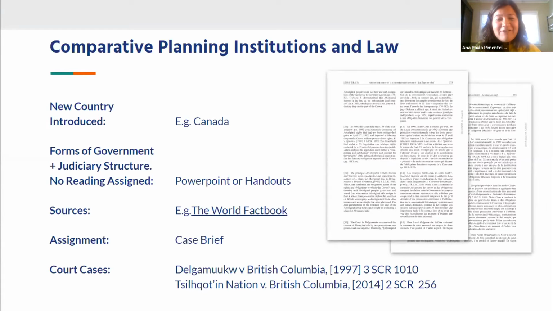If a person that is teaching US planning only would like to incorporate a country, I think Canada could be a good choice. So I introduce a country, and I don't introduce all the readings for that country, right? I take shortcuts so students don't have to read too much. So I give handouts and PowerPoints about forms of government and judiciary structure. And then I choose a court case. In the case of Canada, I choose the Delgamuukw case and the Tsilhqot'in case. They are cases about Aboriginal title in Canada.